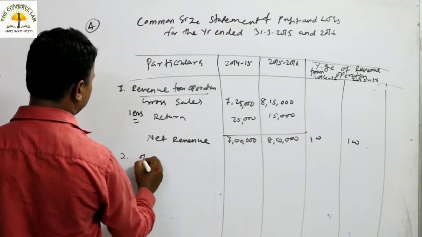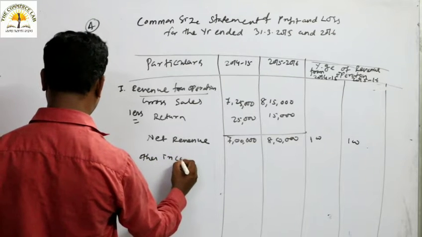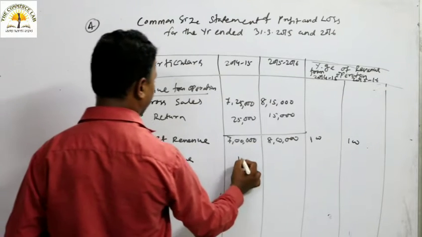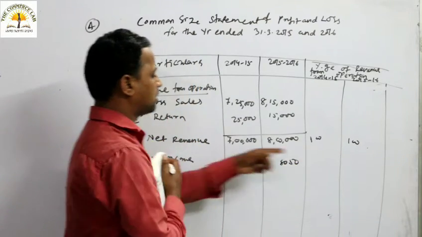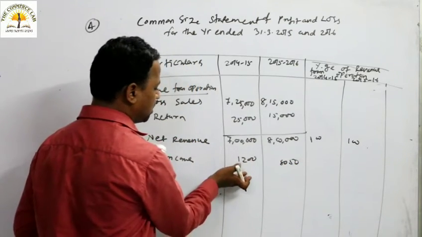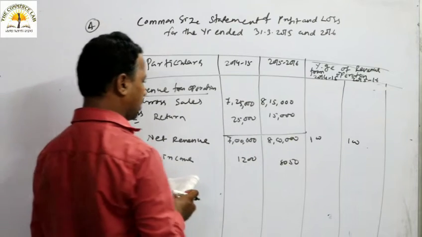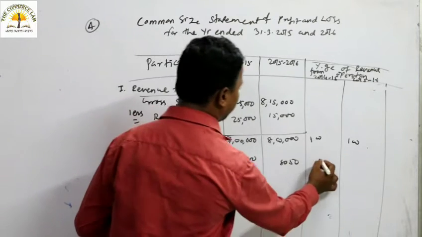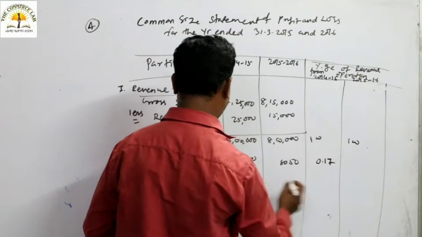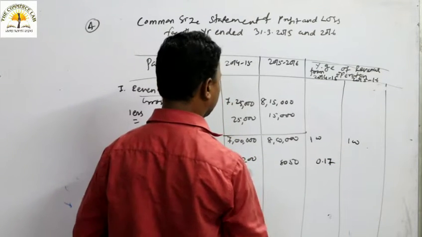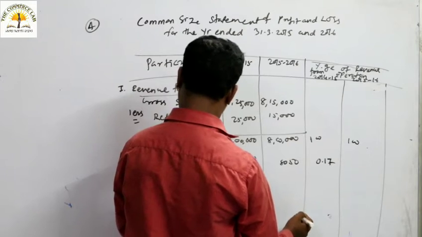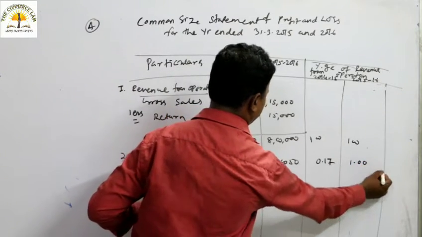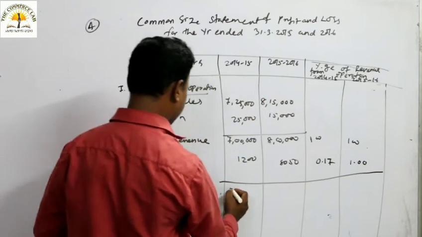Is there any other income? Yes, one other income is there, that is given 1200 and 8050. So for the next column, how to calculate? 1200 divided by 7 lakh, that is coming 0.17. Similarly, 8050 divided by 8 lakh, that is coming 1.00. Okay, you have to add.